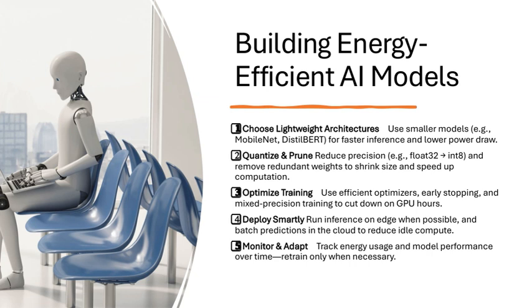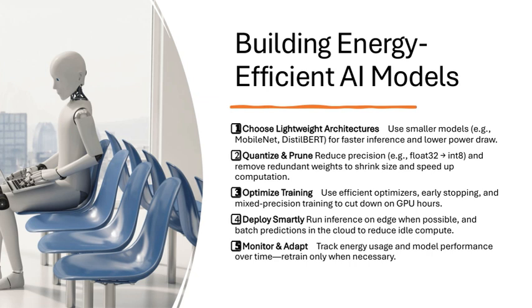Using efficient optimizers, implementing early stopping, and leveraging mixed precision training help reduce GPU hours and energy use without sacrificing model quality. When it comes to deployment, smart strategies matter. Running inference on edge devices whenever possible minimizes the need for constant cloud communication, saving energy. Batching predictions in the cloud can further optimize resource use and reduce idle compute time.